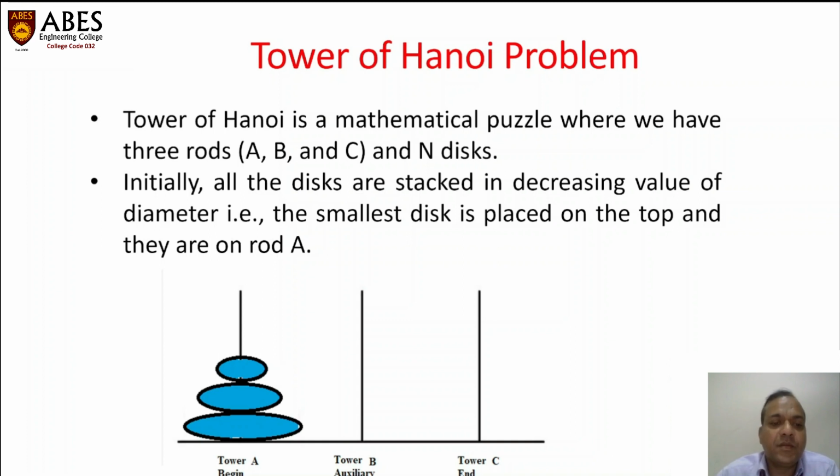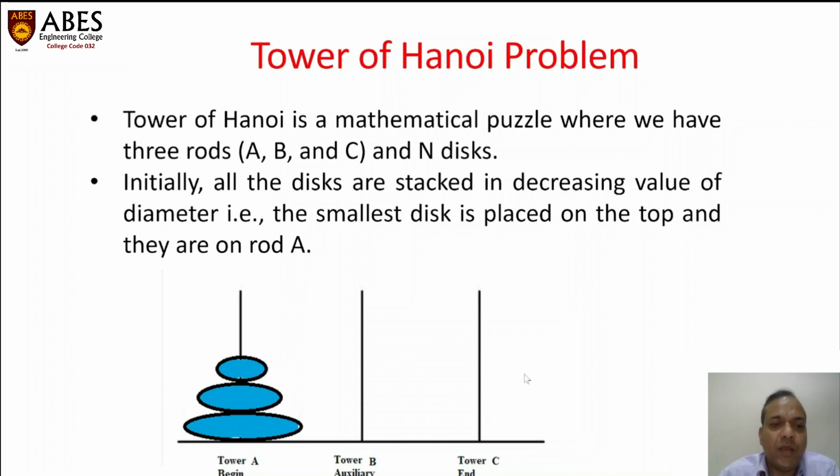Our motive is to transfer all the disks in the same order from tower A to tower C or begin to end. So initially all the disks are stacked in decreasing value of diameter, that is the smallest disk is placed on the top and they are on the rod A. So we can transfer only one disk at a time and no bigger disk can be kept on a smaller disk. This is another restriction.